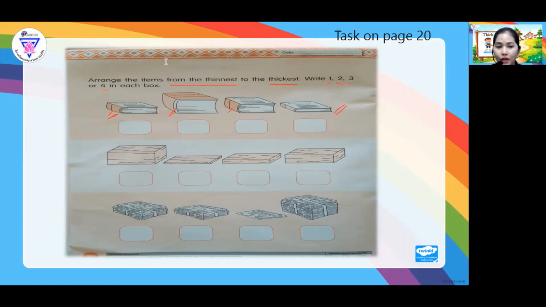So your number 1 should be the thinnest. Very good. So that is number 1. Next to that, what is number 2? So this is your number 2. That is thick, right? And this is number 3. This is thicker than this one. And the last one is the thickest. So that would be your number 4. Now, do you understand? Yes, I do.